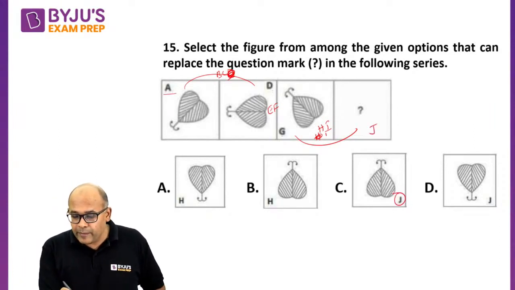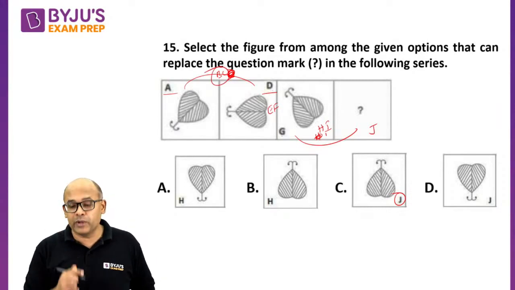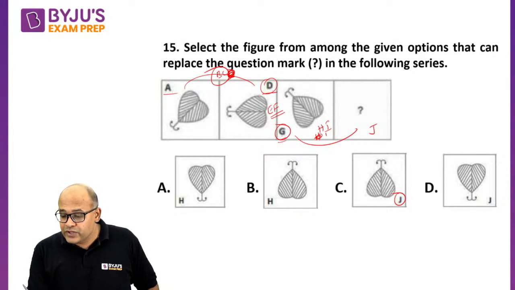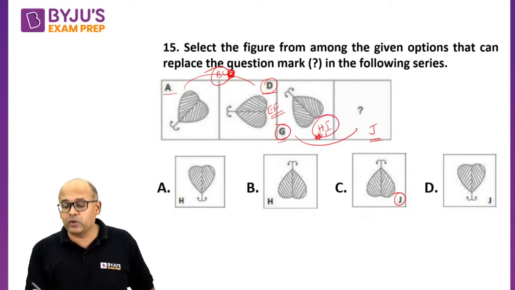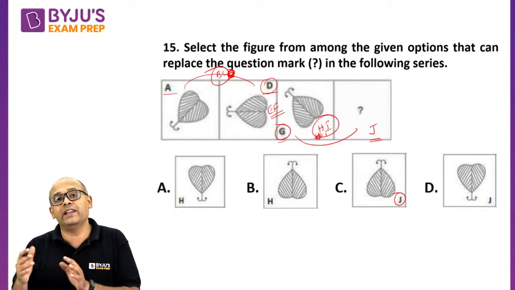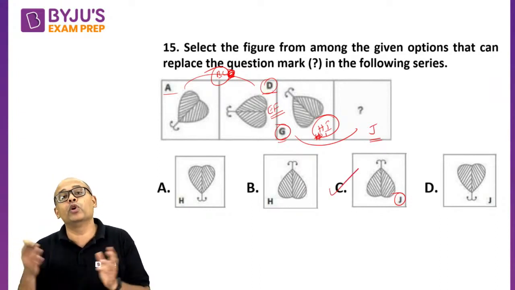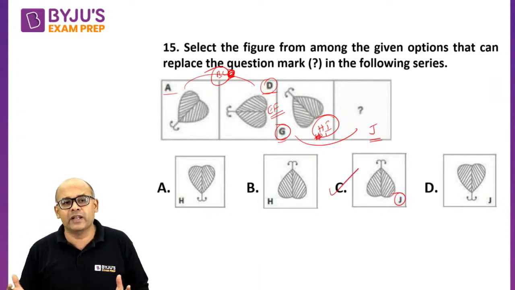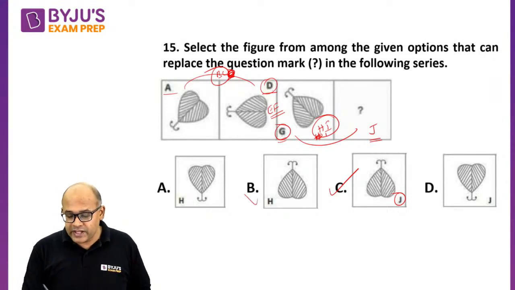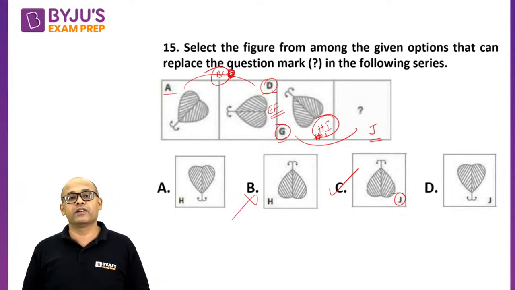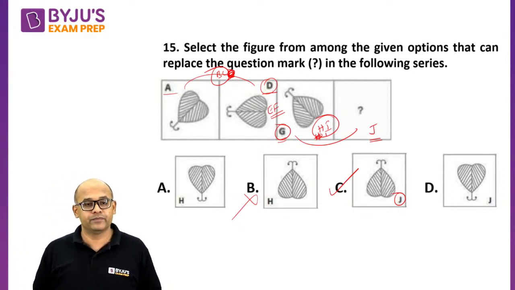So you can see from A to D, B and C are 2 things in between. From D to G, E, F are 2 things in between. From G to what? There should be 2 things in between. So G, H, I, then comes J. Therefore C is correct. Otherwise both were very similar. So the correct answer is option C, not your option B. Okay, so that's your correct way of looking at it.